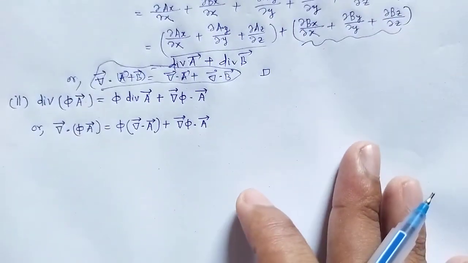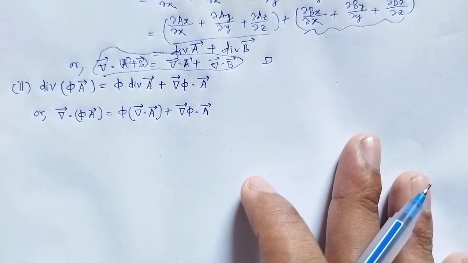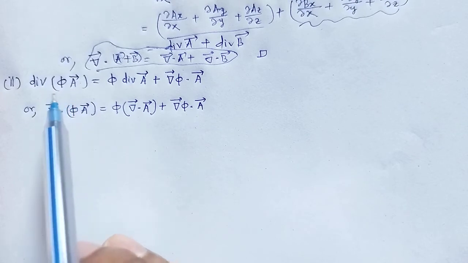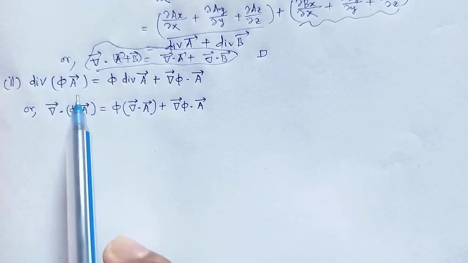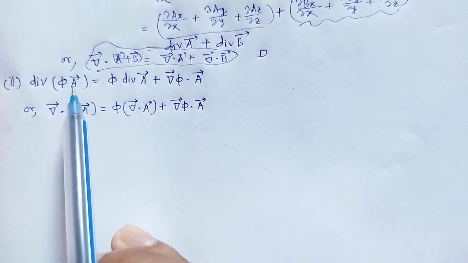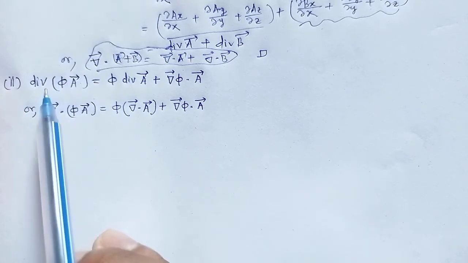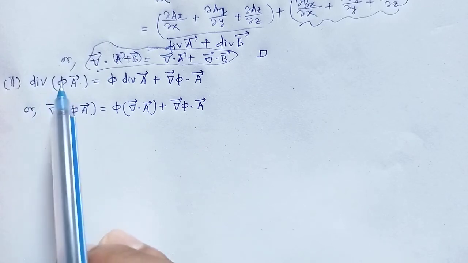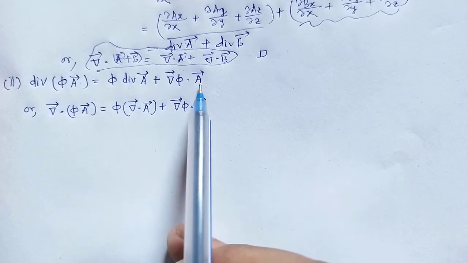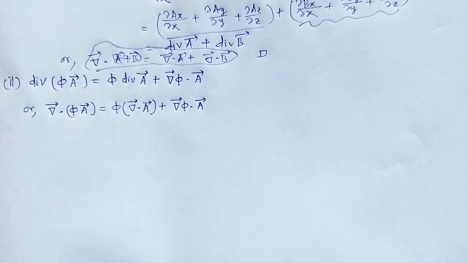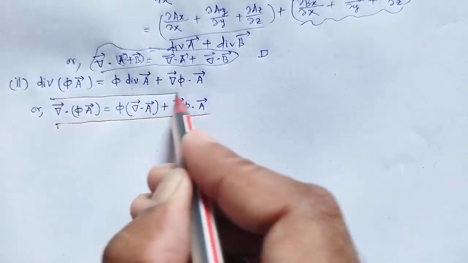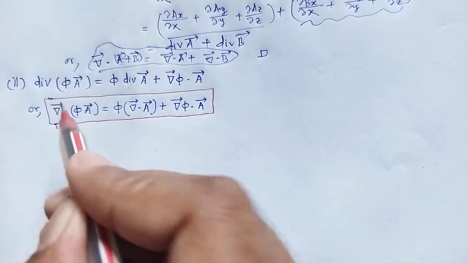Now a very famous identity of divergence of a vector function, that is divergence of phi a. Phi is a scalar function. When that is multiplied with a vector and treated as a vector, that is phi a, we can find out the divergence of that function. Divergence of phi a is equal to phi into divergence of a plus grad phi dot a. We can write this as grad dot phi a is equal to phi grad dot a plus grad phi dot a.